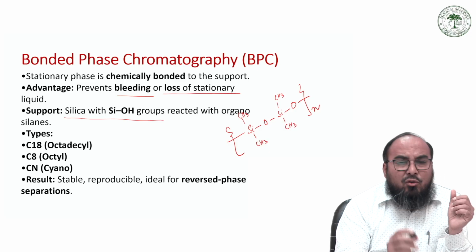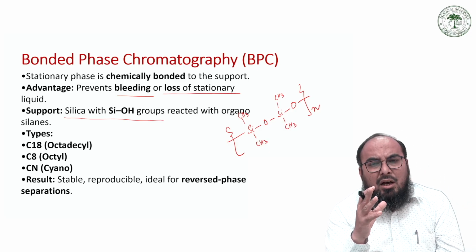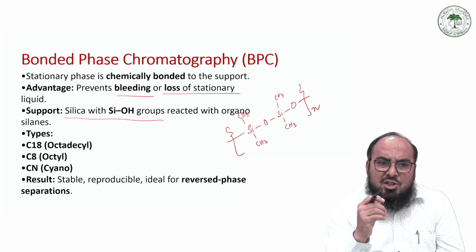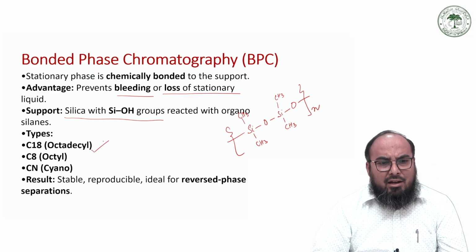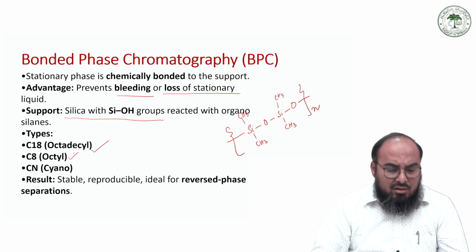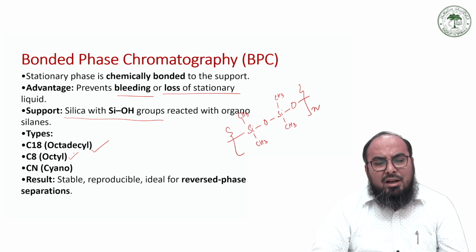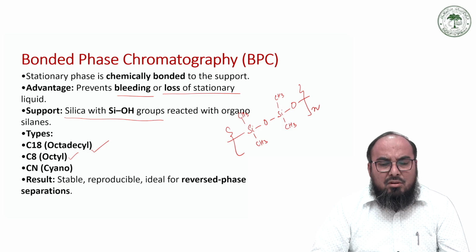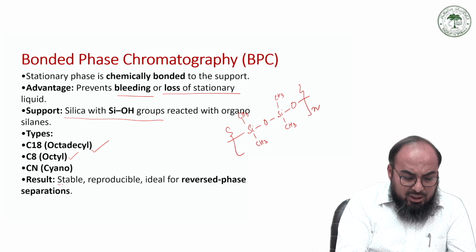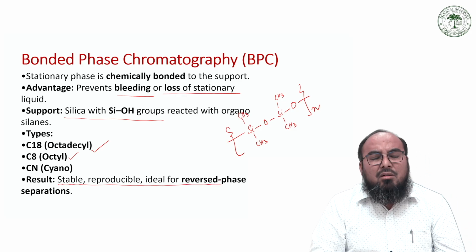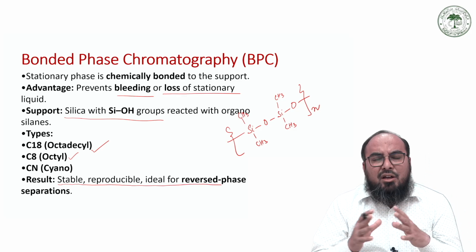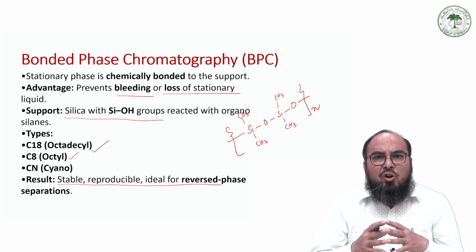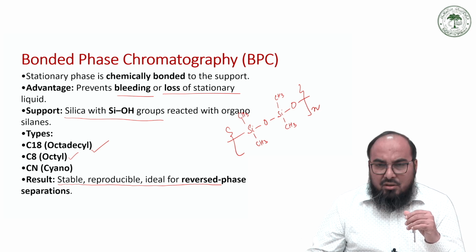Similarly, if you want a non-polar stationary phase, then you can use the C18, which is called octadecyl. You can use octyl. Similarly, for polar you can use cyano, because you need a stable, reproducible stationary phase so that you can have very effective, very good separation of the components of the mixture.